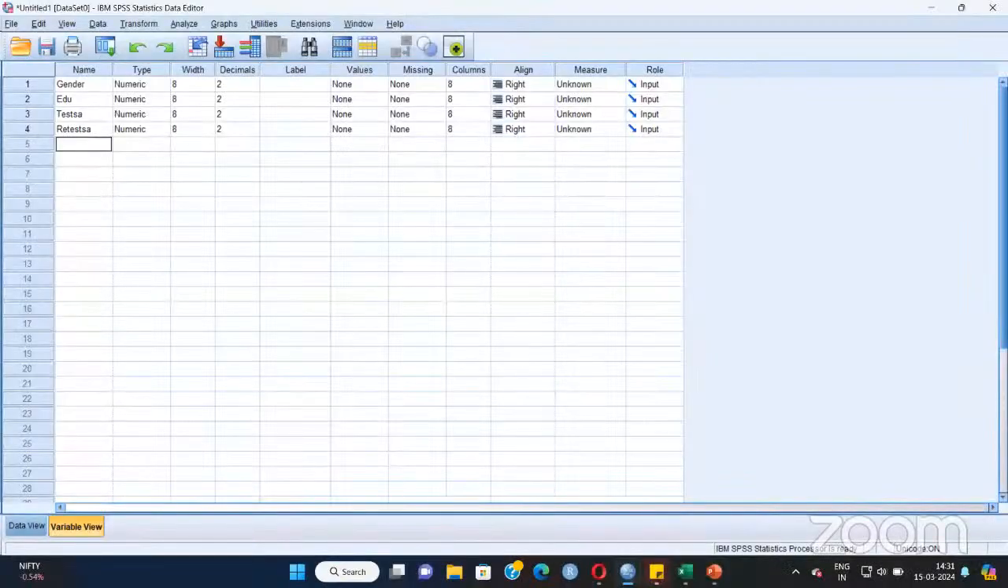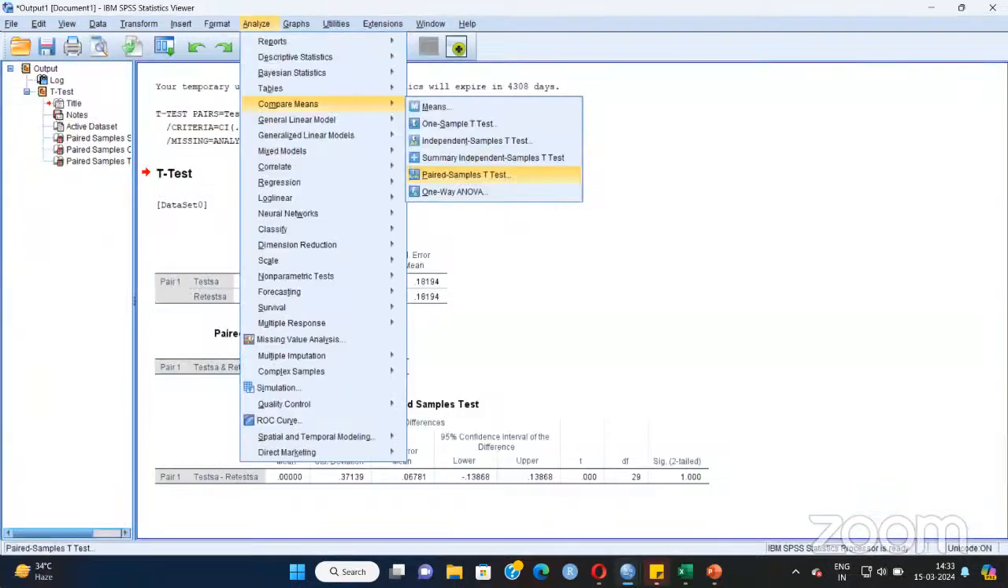Now here is a data set: gender, education, test essay and retest essay. It is a hypothetical data set in SPSS. This part is very important. Please take a photo or write it down.